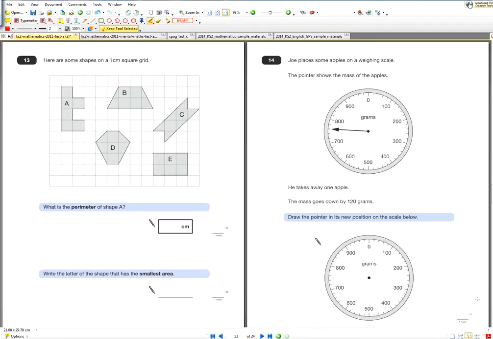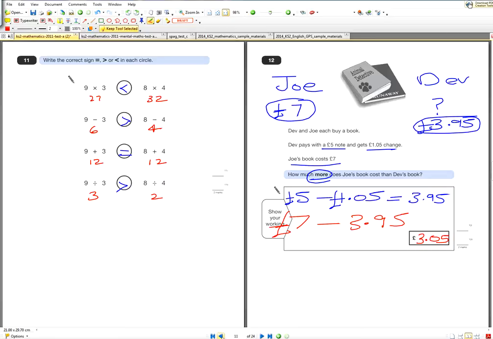Question number 13. Wait, what can I ask? Which one? It's £3.5. If you get that one, you get 2 marks. Did you get £3.95 with the first part? Yeah. So give yourself 1 then, if you got the second part wrong.